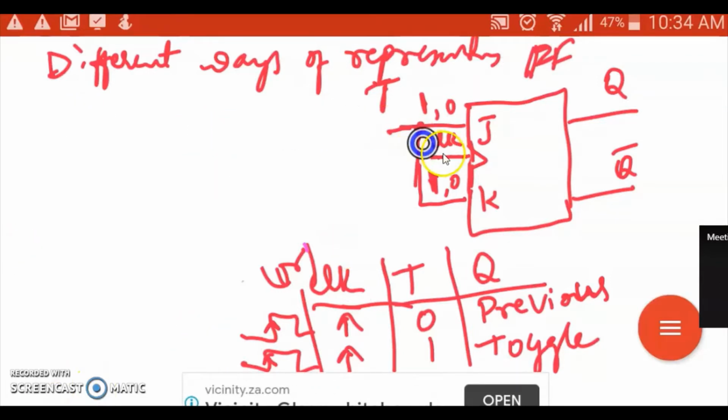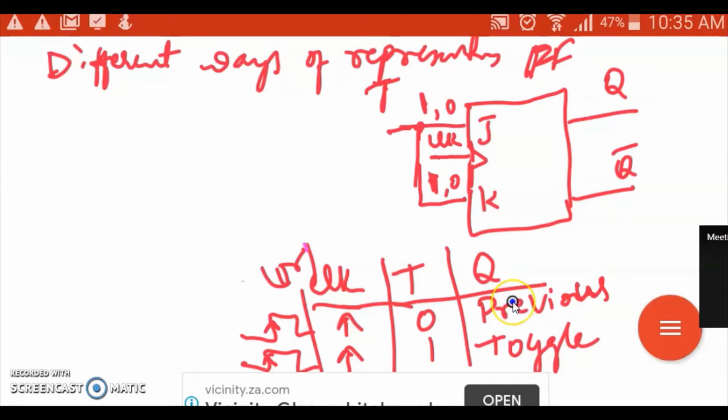So one of the ways which has been discussed from the beginning is the symbolic representation, or I can call it a block diagram. Another way of representing the flip-flop is the truth table. These are the two different ways we have discussed from the beginning, the symbolic representation and the truth table. In the truth table, we know what the inputs are, and if these are the inputs, what is the output for this?